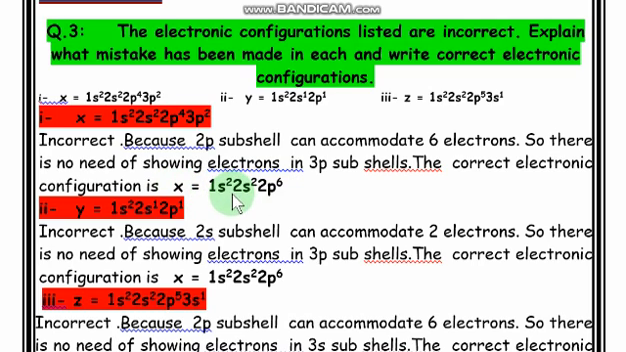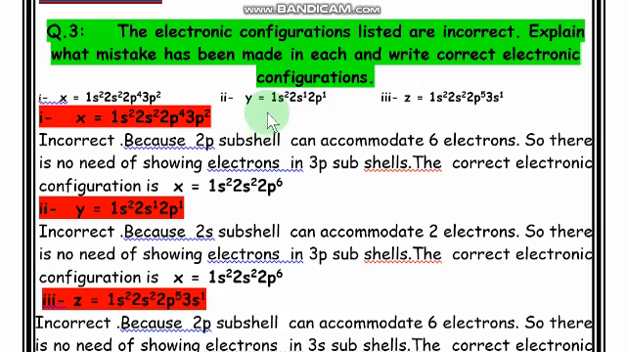The correct electronic configuration of X you will write as 1s2, 2s2, 2p6. All three rules of filling electrons into subshells are satisfied here. The subshells are arranged in increasing order. Each subshell first contains its maximum electrons, then it goes to the next, and the maximum number of electrons is correct for each subshell. So that is the correct option.